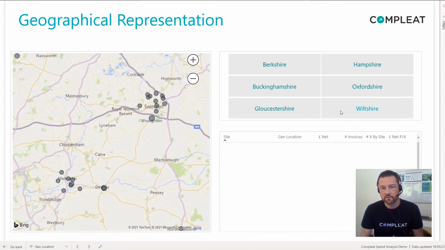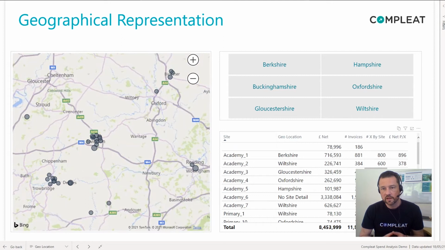We've also included the number of pupils per site in this example. However, this is a customizable field and could also be the number of staff or even number of beds per home in a care home group.